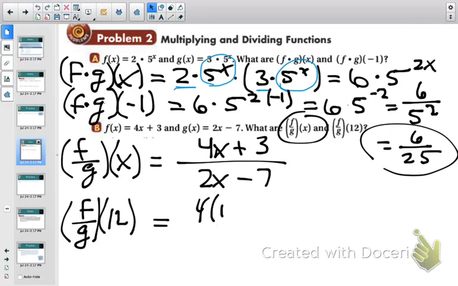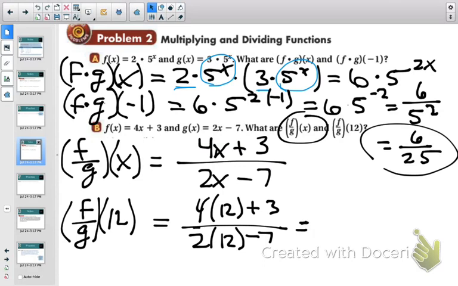So 4 times 12 plus 3 over 2 times 12 minus 7. That's going to be 48 plus 3 is 51 over 24 minus 7 is 17. And those actually divide, I think. 17 times 3 is 51, I believe. Yeah. So that just comes out to be 3. So that was nice. Alright. And that's division. So most of the time you're just writing it as a fraction and then plugging in whatever number it gives you. In this case, 12. Okay.